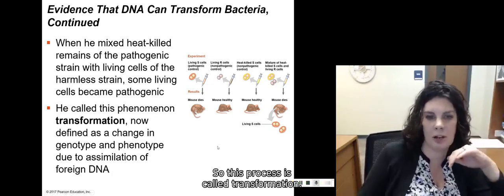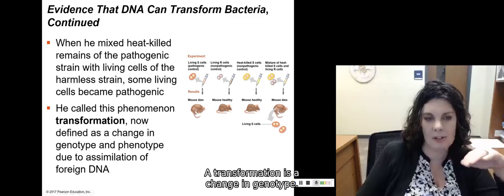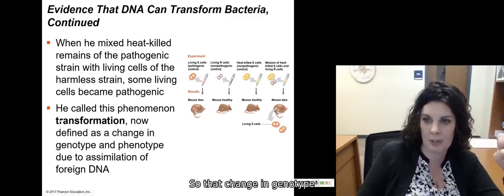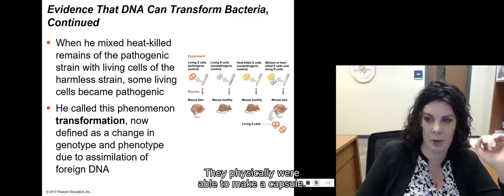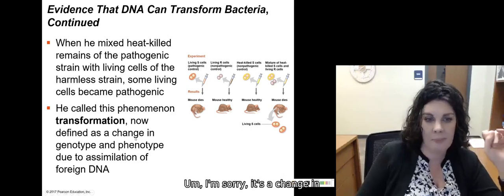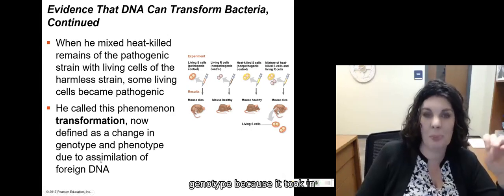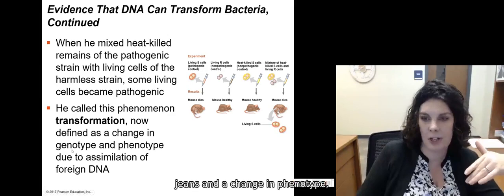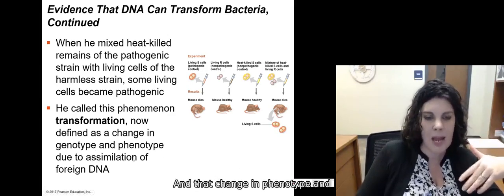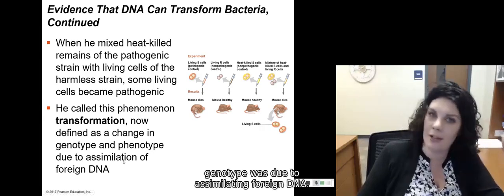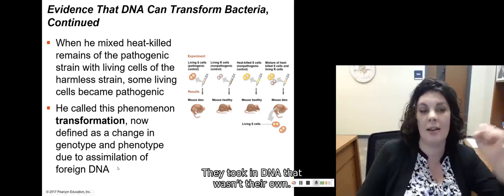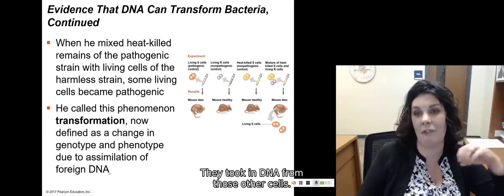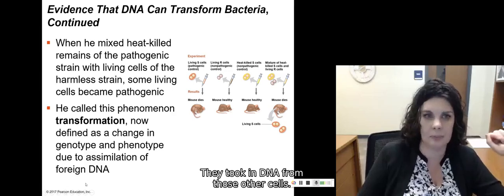Okay, so this process is called transformation. A transformation is a change in genotype. That change in genotype was they were physically able to do something new. They physically were able to make a capsule. It's a change in genotype because they took in genes, and a change in phenotype. They're physically able to do something new. And that change in phenotype and genotype was due to assimilating foreign DNA. They took in DNA that wasn't their own. They took in DNA from those other cells.